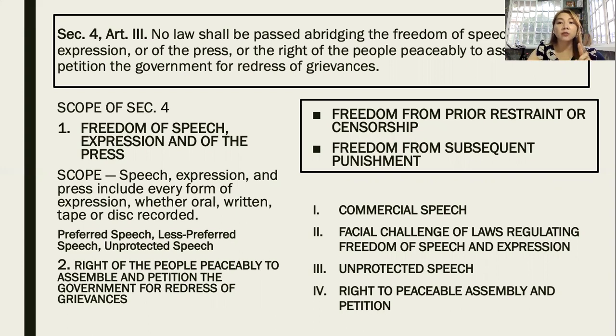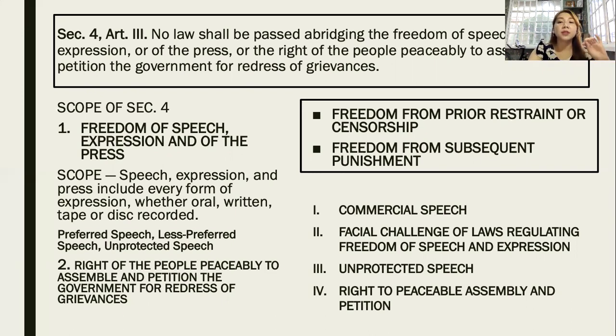Preferred speech is the doctrine on freedom of speech formulated primarily for the protection of core speech or speech which communicates political, social, or religious ideas. These enjoy the highest degree of protection. Less preferred speech, such as commercial speech, does not enjoy the same level of protection as political, social, or religious expressions. And we have unprotected speech, such as libel or obscenity. So what is symbolic speech? This is when speech and non-speech elements are combined in the same course of conduct. In this case, a sufficiently important governmental interest in regulating the non-speech element can justify incidental limitations on free speech.